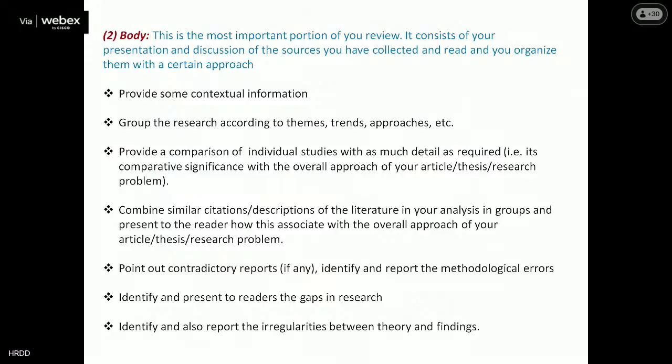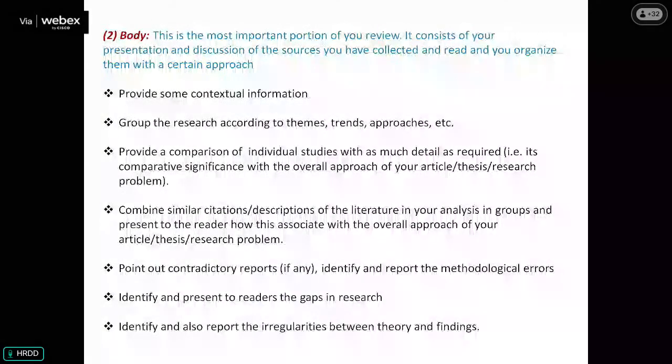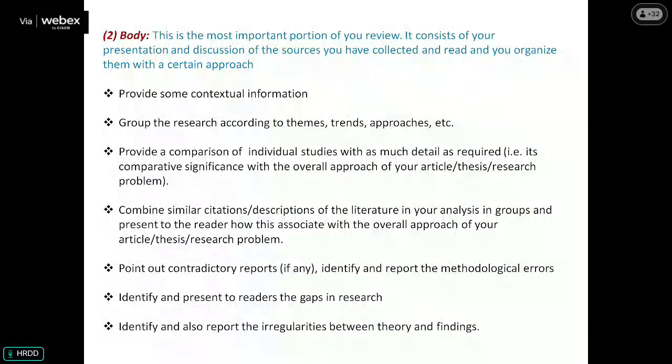Then the most important, extensive and hardest part is the body. This is the most important portion of your review. It consists of your presentation and discussion of the sources you have collected and read, and you organize them with a certain approach. This will be the difficult part, and here you have to report your analysis with references and bibliographies. And how will you do that? Provide some contextual information, group the research according to themes, trends, approaches, and provide a comparison of individual studies with as much detail as required.